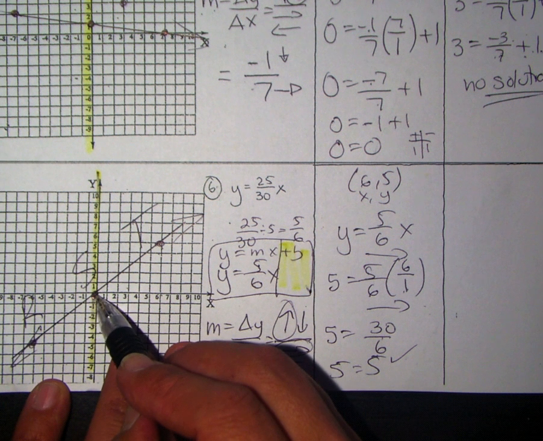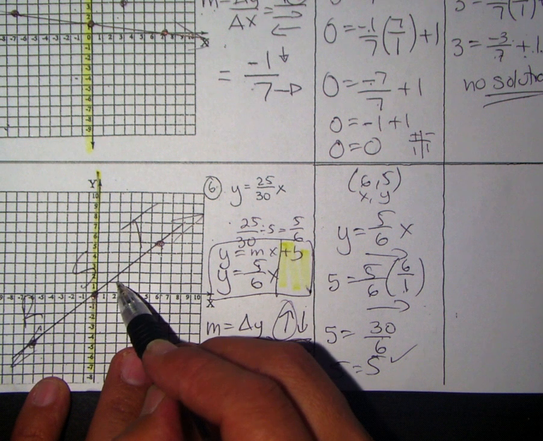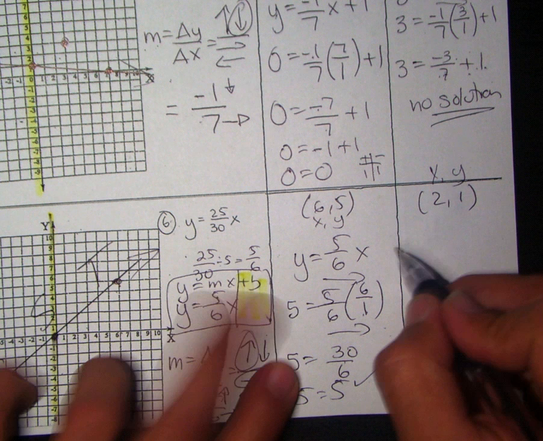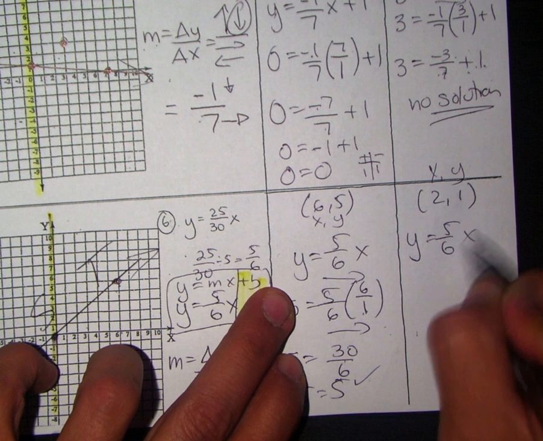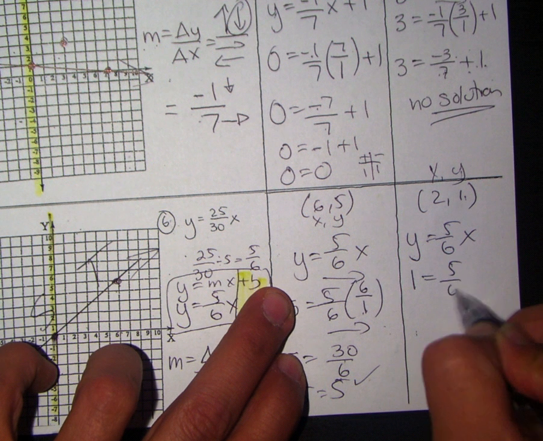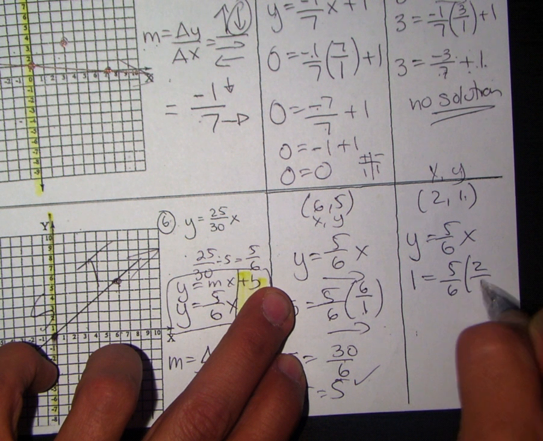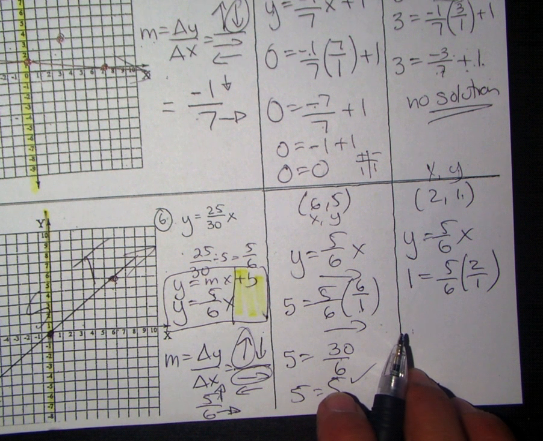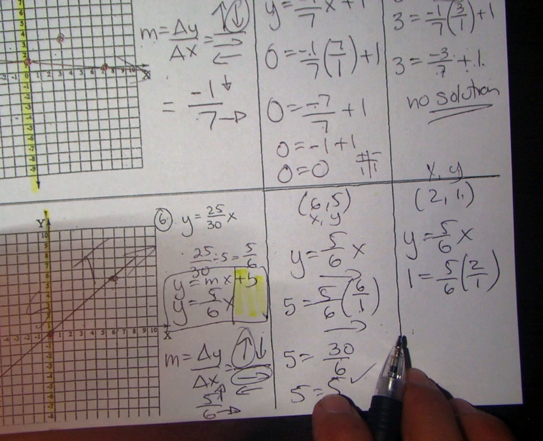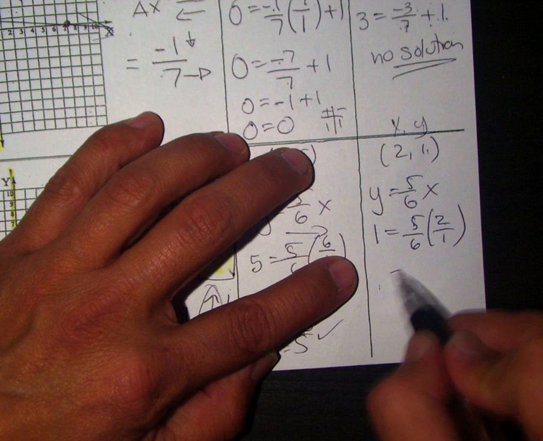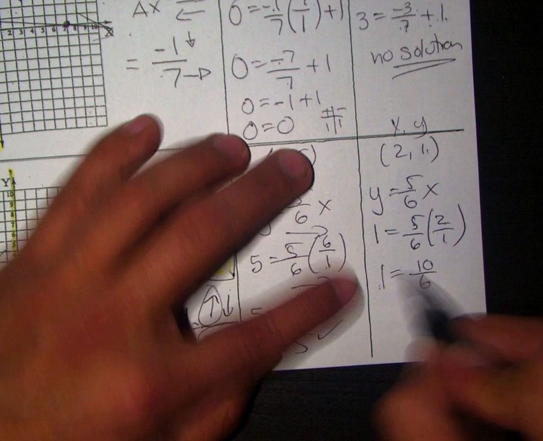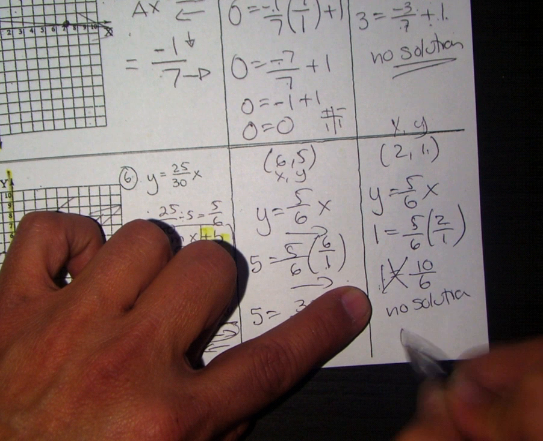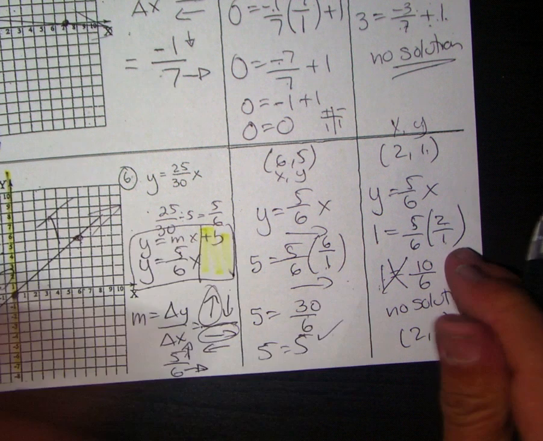And then no solutions. Can I pick 0, 0? No. 2, 1? Yeah, why not? 2, 1. So x, y. Y is equal to 5 over 6x. Y is 1. 5 over 6 times 2 over 1. What do you get? So 5 times 2 is 10, 6 times 1 is 6. And that's not 1. So no solution. 2 comma 1 is not a solution. And we're done. That is it.